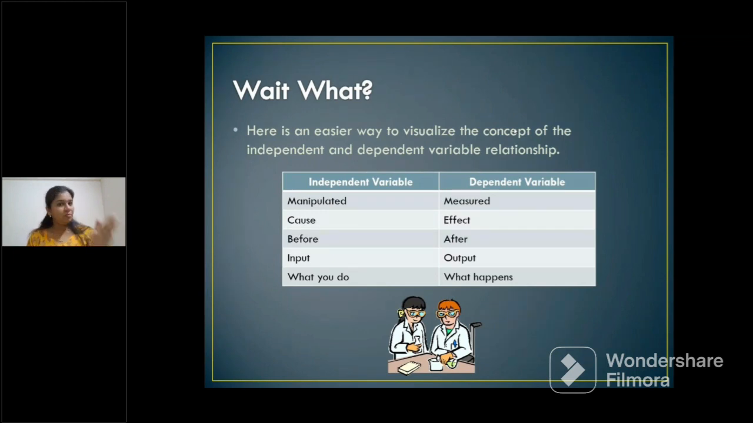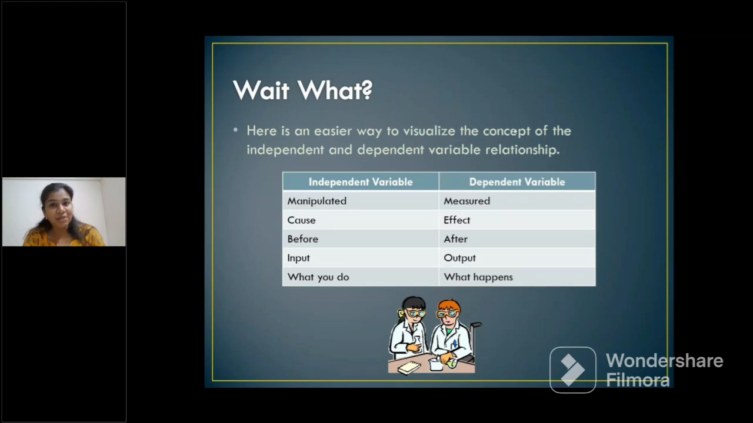So this is the first thing. Normally, independent variable is first while doing an experiment. The next thing is dependent variable. It is measurable. It talks about precision. Effect. So it's the after effect after doing the study. Next is output. That's the product or the end result of your experiment. It talks about what happens. Independent variable talks about what you're doing. Dependent variable is talking about what has happened.